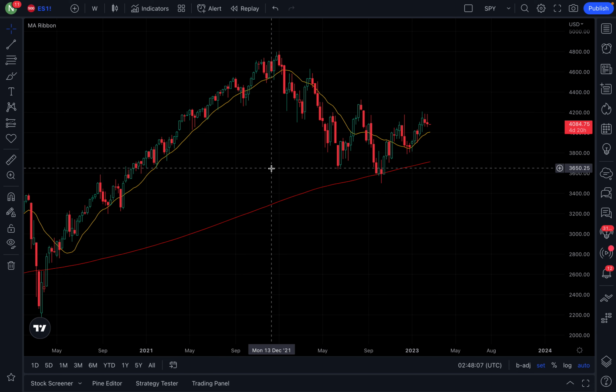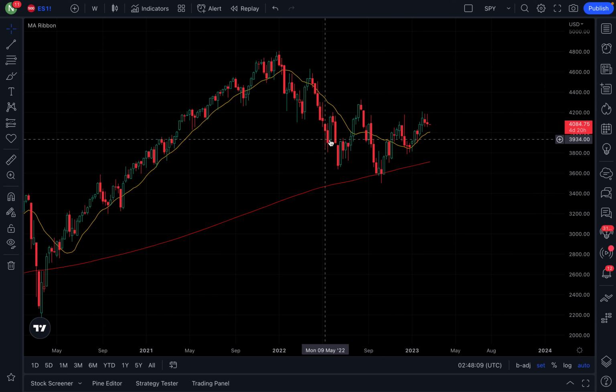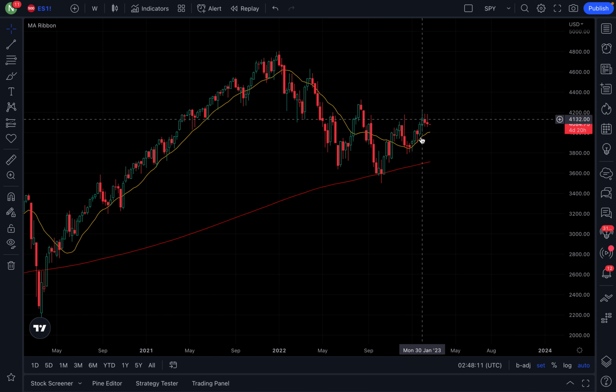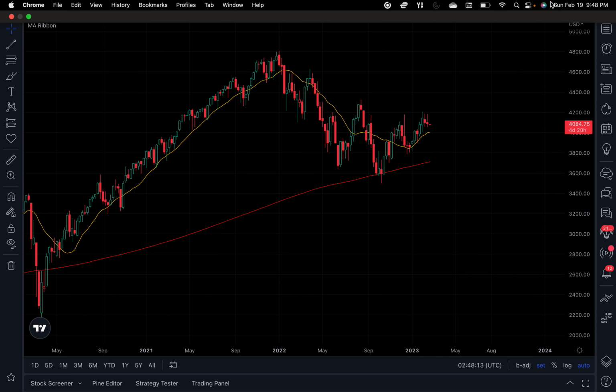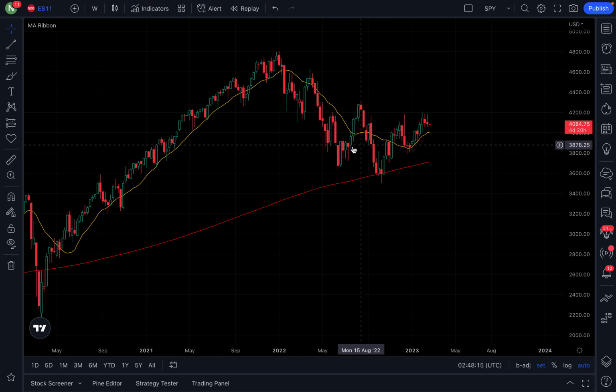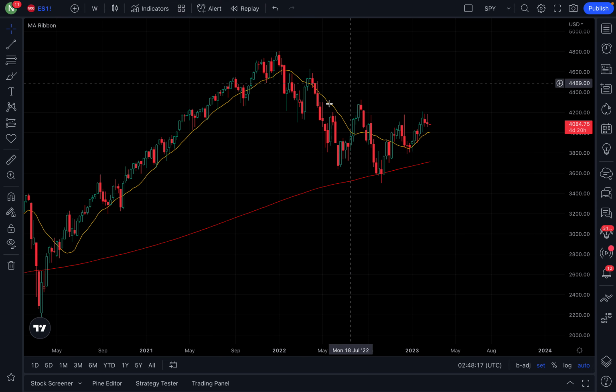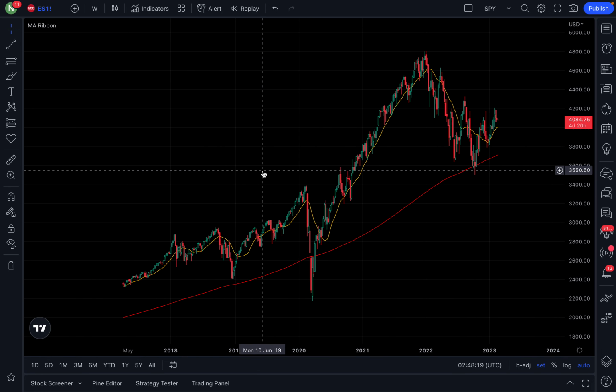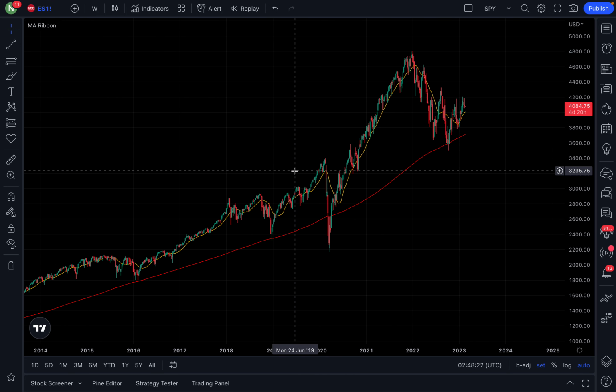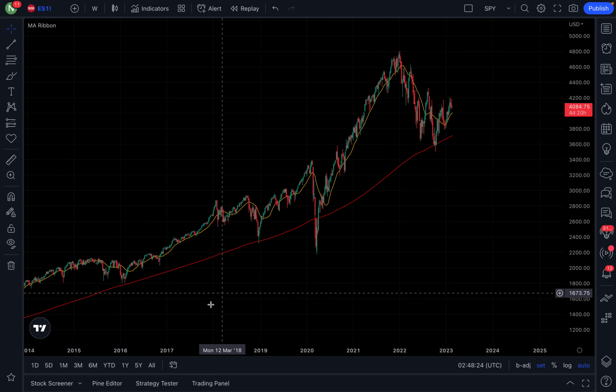So first I want to start with how we got here. First of all, we're live. This is Sunday night, February 19th. The futures market is open. Movement is happening. So how did we get here? Let's zoom all the way out. This is the weekly chart.